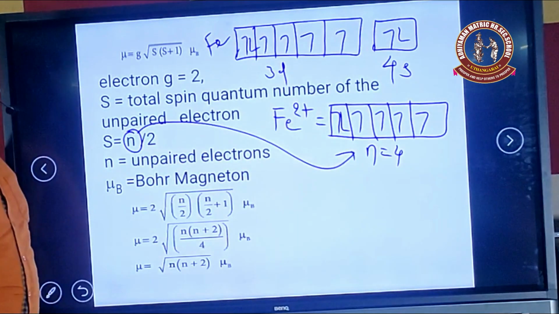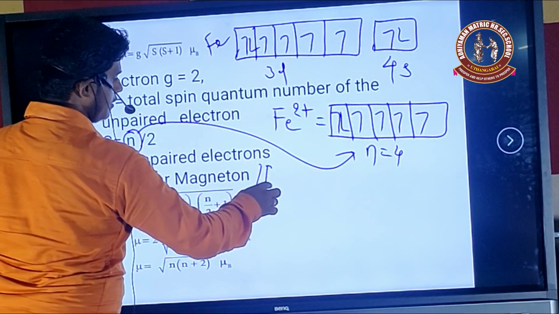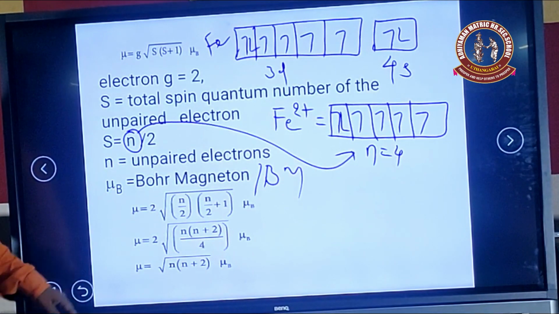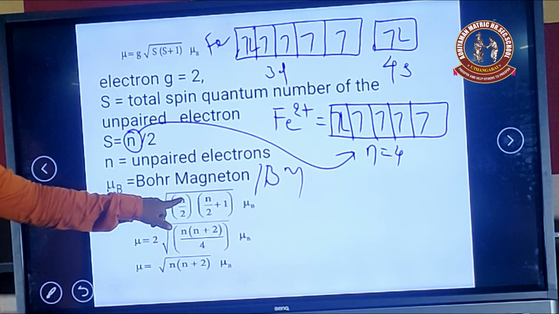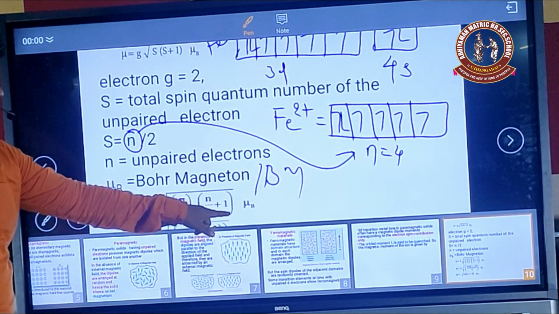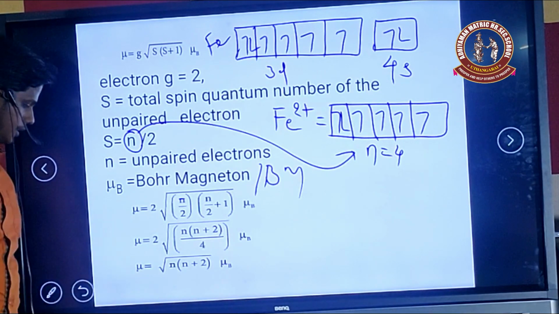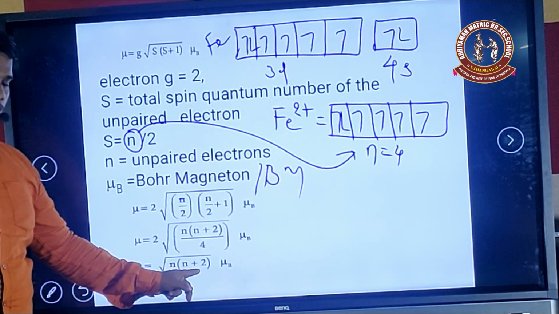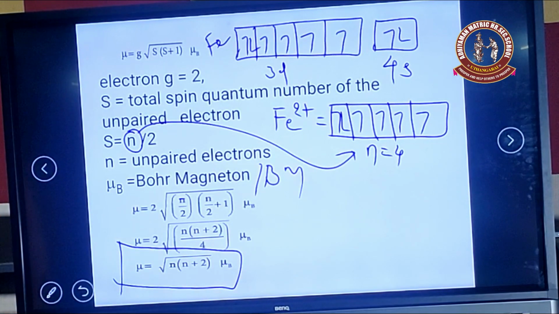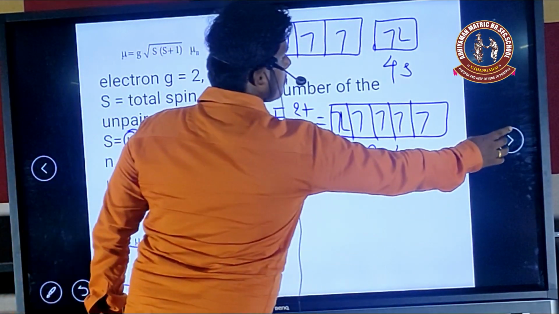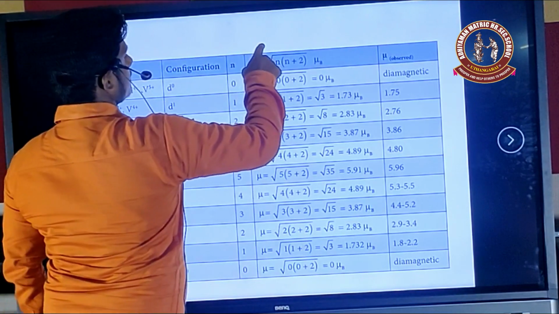equal to 4. Okay. Also mu B, the Bohr magneton, another symbol is called BM. So you apply the S value, S equal to n by 2, mu equal to 2 into root of n by 2 into n by 2 plus 1 into mu B. And then taking the common factor, finally we get the equation mu equal to root of n into n plus 2 mu B. It is called the final equation, the spin only magnetic moment. You calculate the value. The next, some examples. Okay, here this is called the formula, the calculated value.